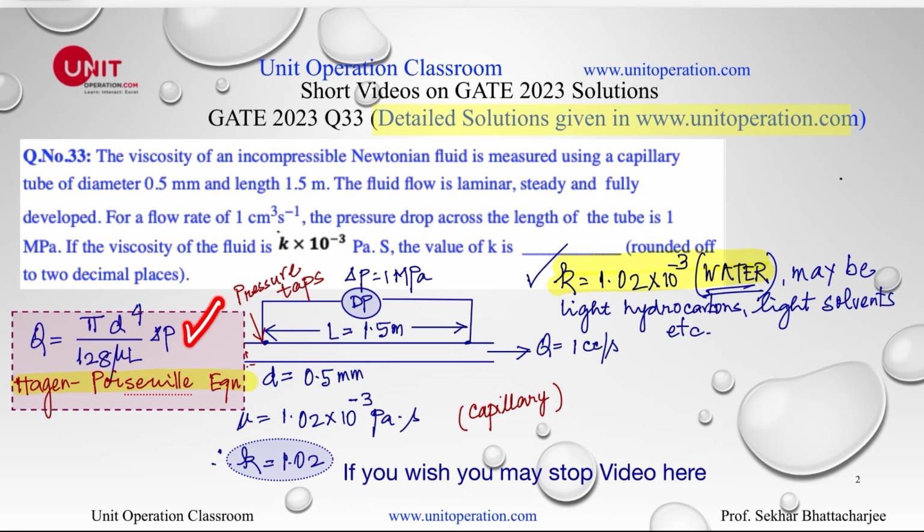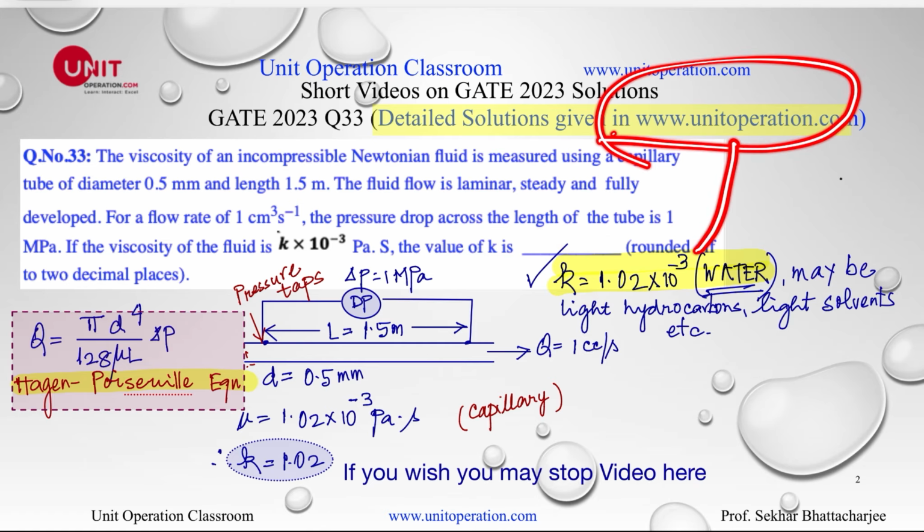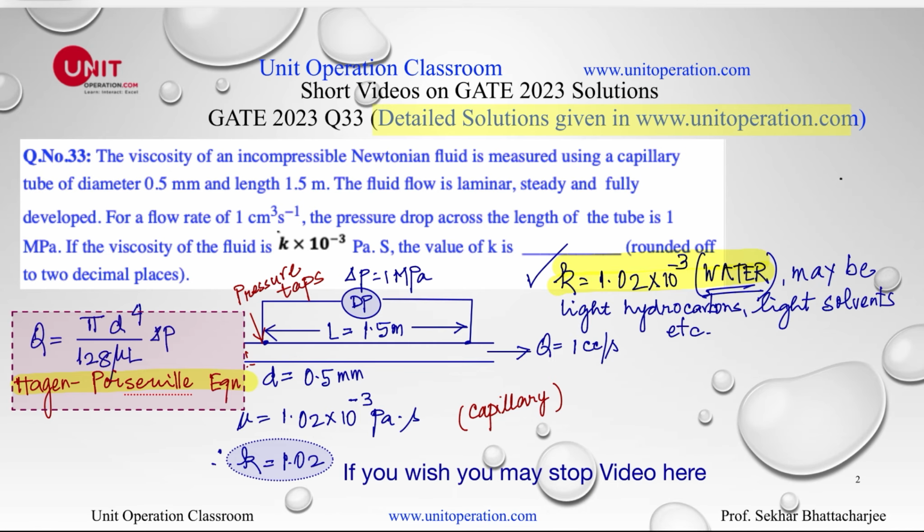So this is a very standard equation which is found everywhere in any textbook. If we substitute the values here, the value of mu, which is equal to K, comes out as this one. So this value is going to be equal to 1.02. All the detailed calculations are shown on the website here. As you know, this is a standard value for water, for any light hydrocarbons, also for light solvents.